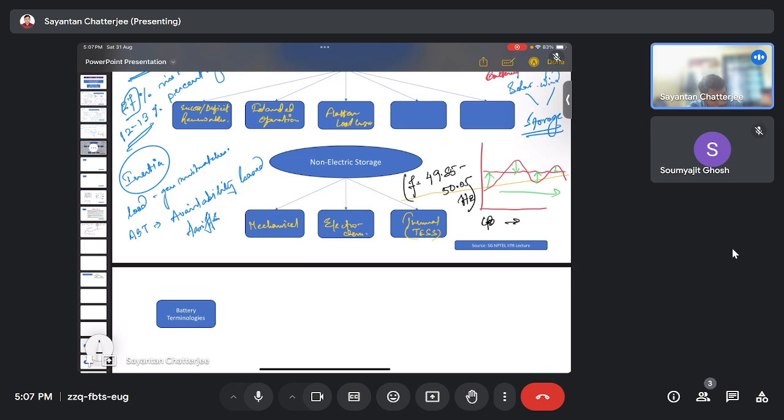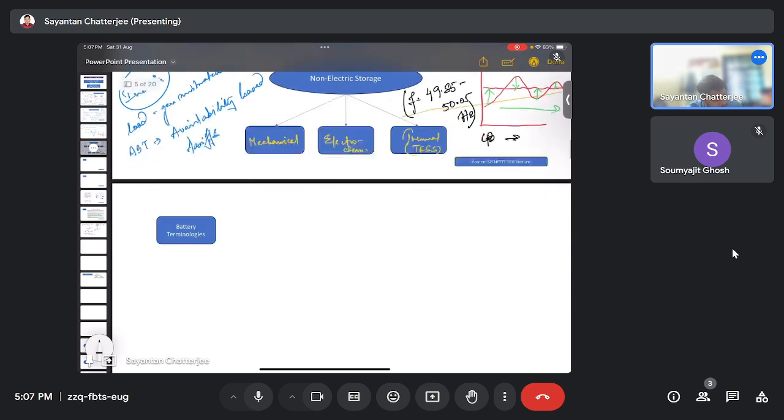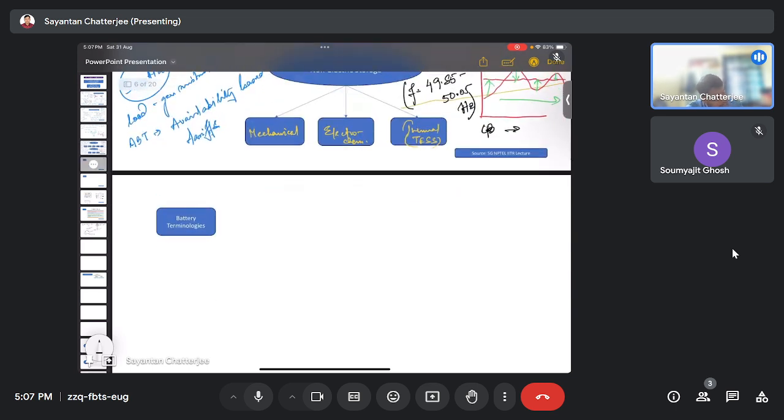Okay. So in the mechanical part, we have pump storage, compressed air storage, and flywheel based. And in the electrochemical based, we have the batteries, hydrogen systems, and thermal energy storage systems, in the form of hot water, chiller, and all these things, we can make in place. So superconducting materials, all these things.